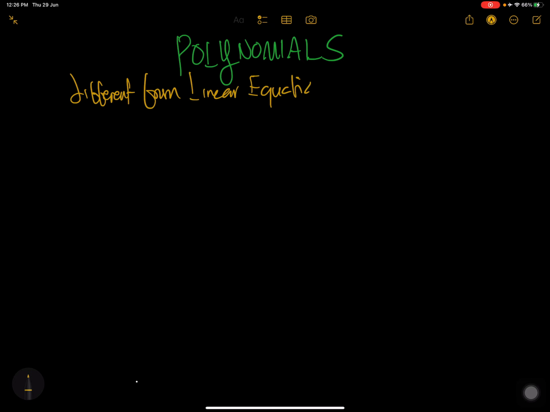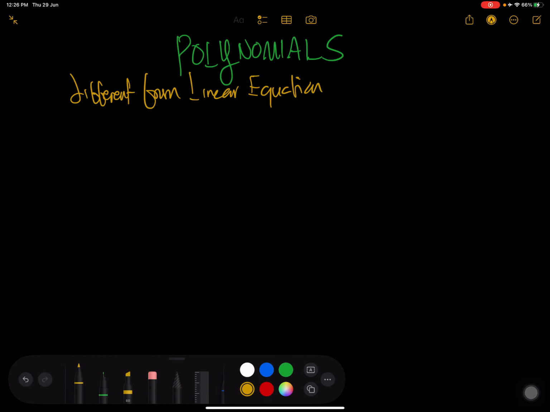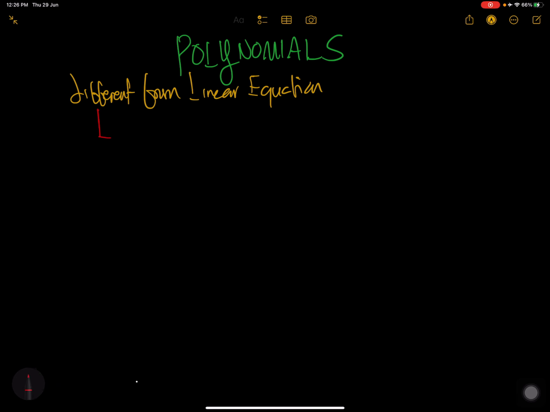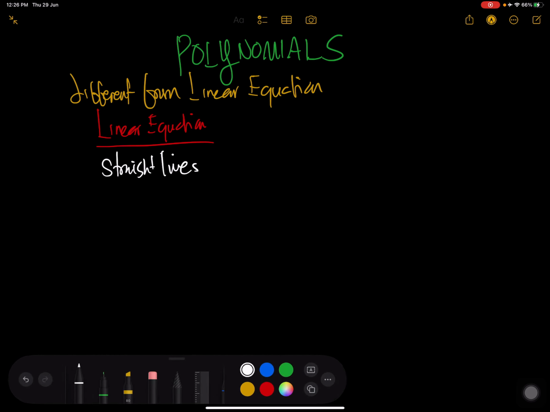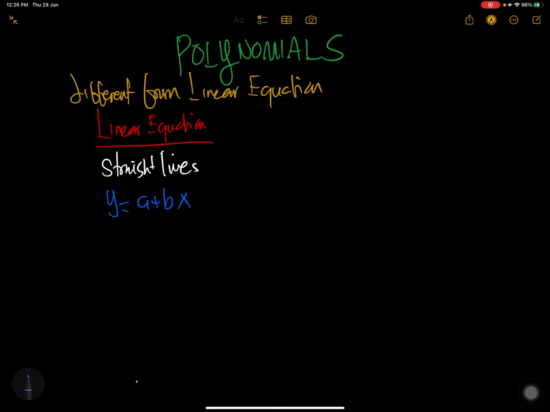All right. So we know that if we do a quick table, let's say a linear equation is here. We can see that linear equations are straight lines. They are of the form y is equal to a plus bx, or y is equal to mx plus c, right?